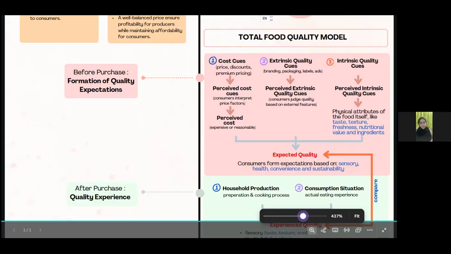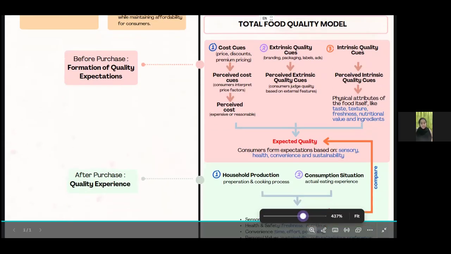Okay, I continue with intrinsic quality cues. Intrinsic quality cues are the physical characteristics of the food product that directly influence consumer expectation. So this includes product-specific characteristics such as taste, texture, freshness, nutritional value, and ingredients.